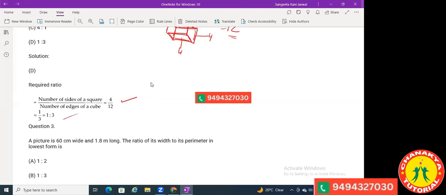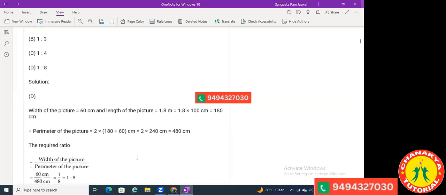Okay. Now, see the second one. A picture is 60 centimeter wide and 1 point. This is the same question which was given in the test. So I need not explain this question again. Okay, I'm moving ahead.